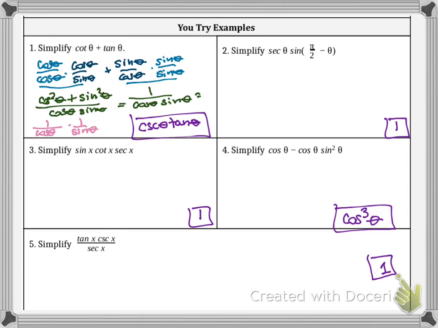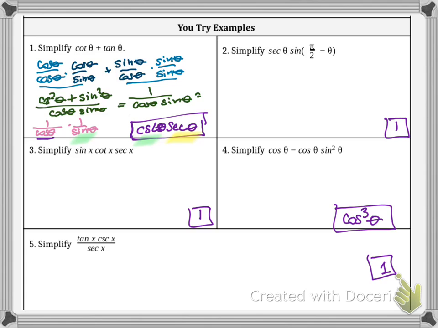So, this answer is incorrect. Sorry, that's an incorrect answer there. So this would be cosecant of theta, and then this would be secant of theta. Cosecant theta, secant of theta here. So just remember that 1 over cosine of theta is really just secant of theta, and 1 over sine of theta becomes cosecant of theta. So that's how we get this answer here.